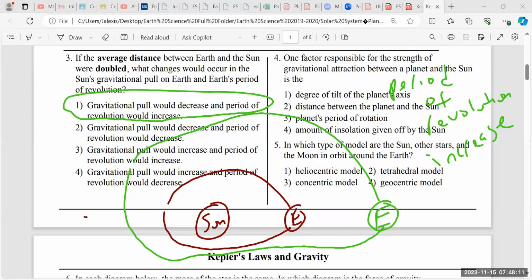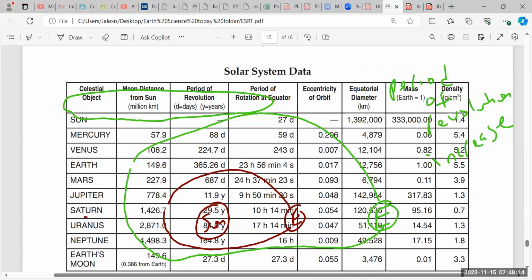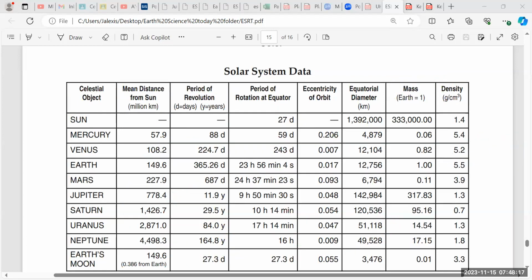Even if you take a look at the reference tables, look what happens as you get further from the sun. If you start with Mercury, you start at 57.9 million kilometers. It only takes you 88 days to go around the sun. Now, when we look at Neptune, where the distance is 4,498.3 million kilometers, it went from 88 days to 164 years. So the farther you are from the sun, the longer it's going to take for you to go around the sun.